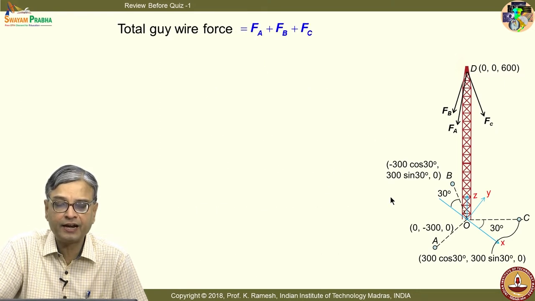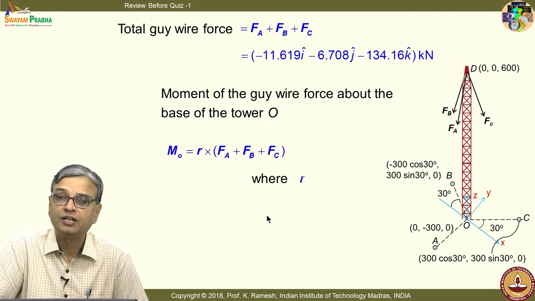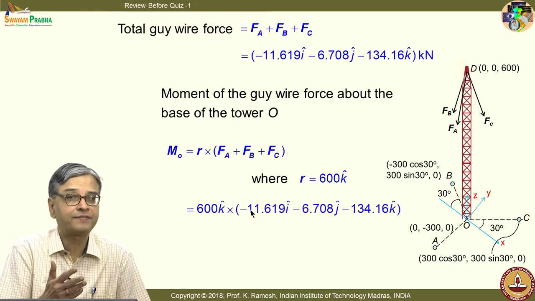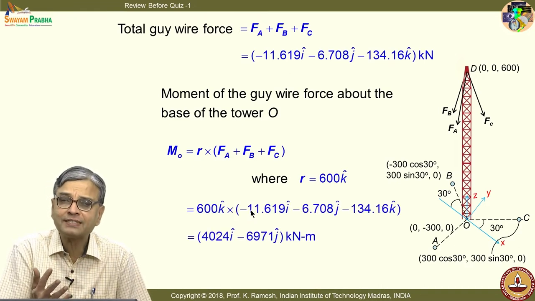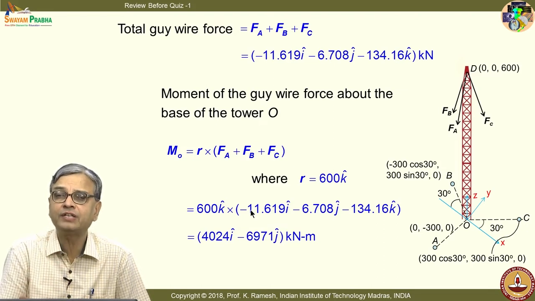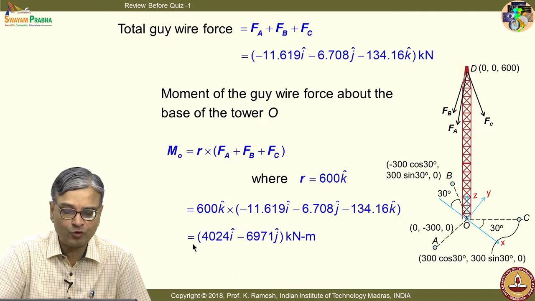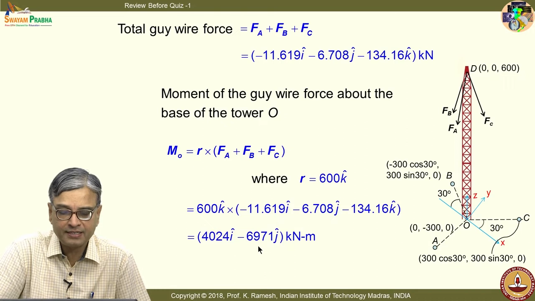Then I find the net force. This is FA plus FB plus FC. I get this quantity like this. Then I have the moment, I simply put it as R cross F. You have already learnt R cross F and it is very difficult to visualize in a problem like this, and your R cross F will automatically give you the necessary result that you are looking for. So, I finally get this as 4024 i minus 6971 j kilo Newton meter.